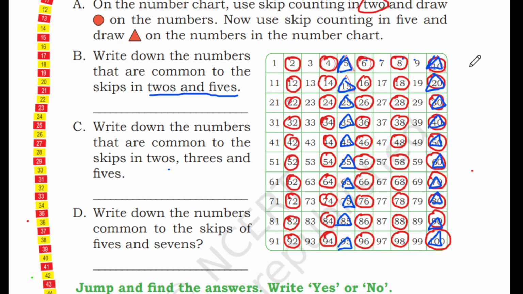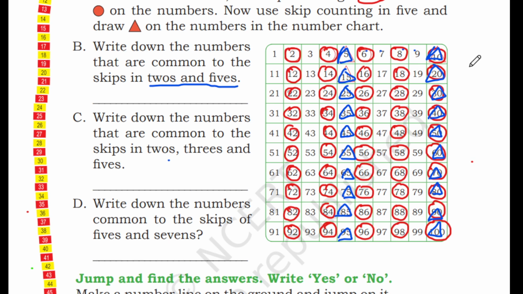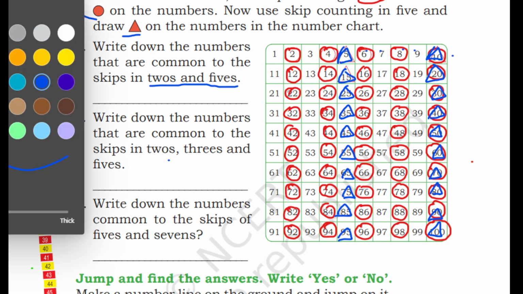It can be easily identified: find the numbers which have both a circle and a square. Here in the first row we have number 10 with both circle and square, then 20, 30, 40, 50, 60, 70, 80, 90 and 100. All these numbers have both circle and square, so these are the common numbers.